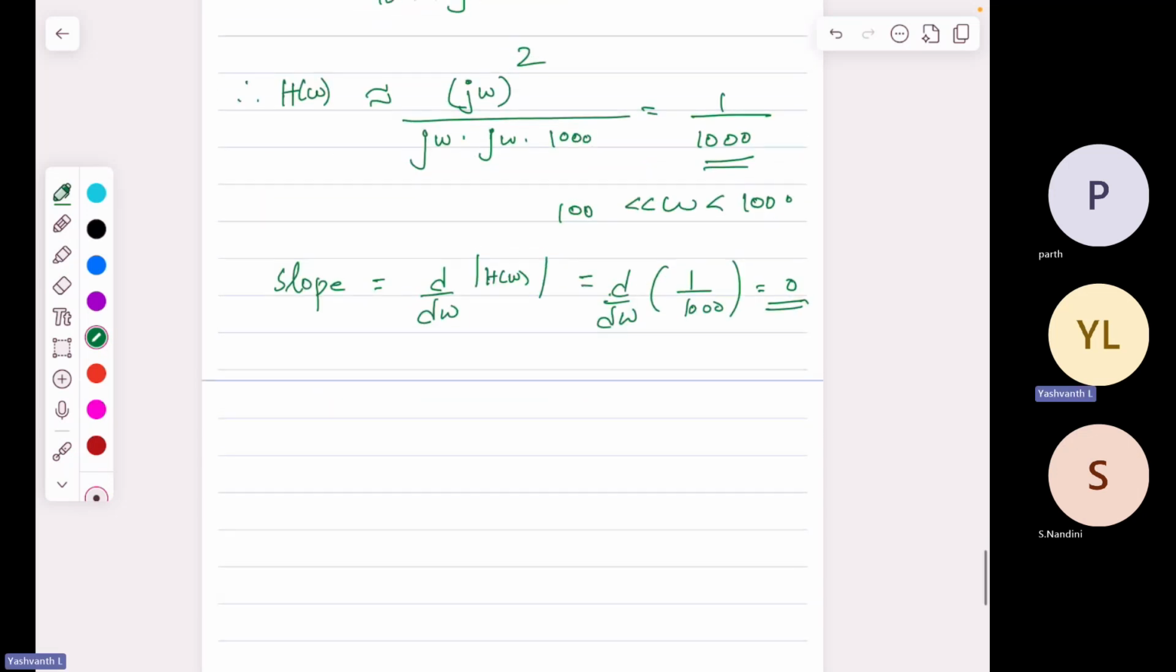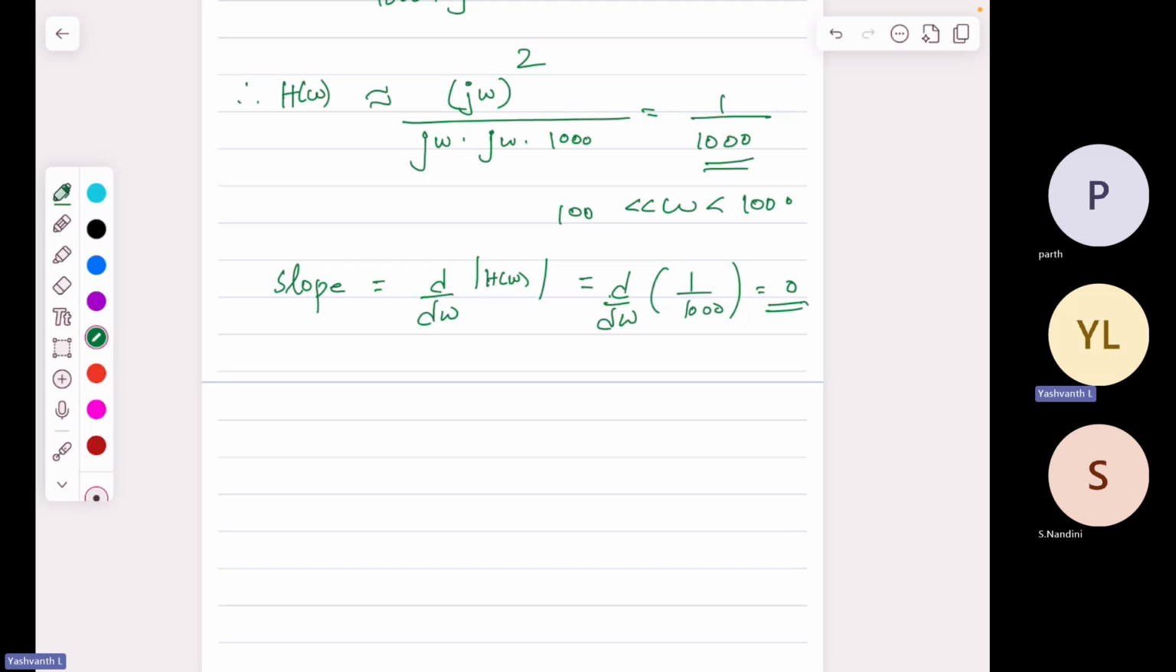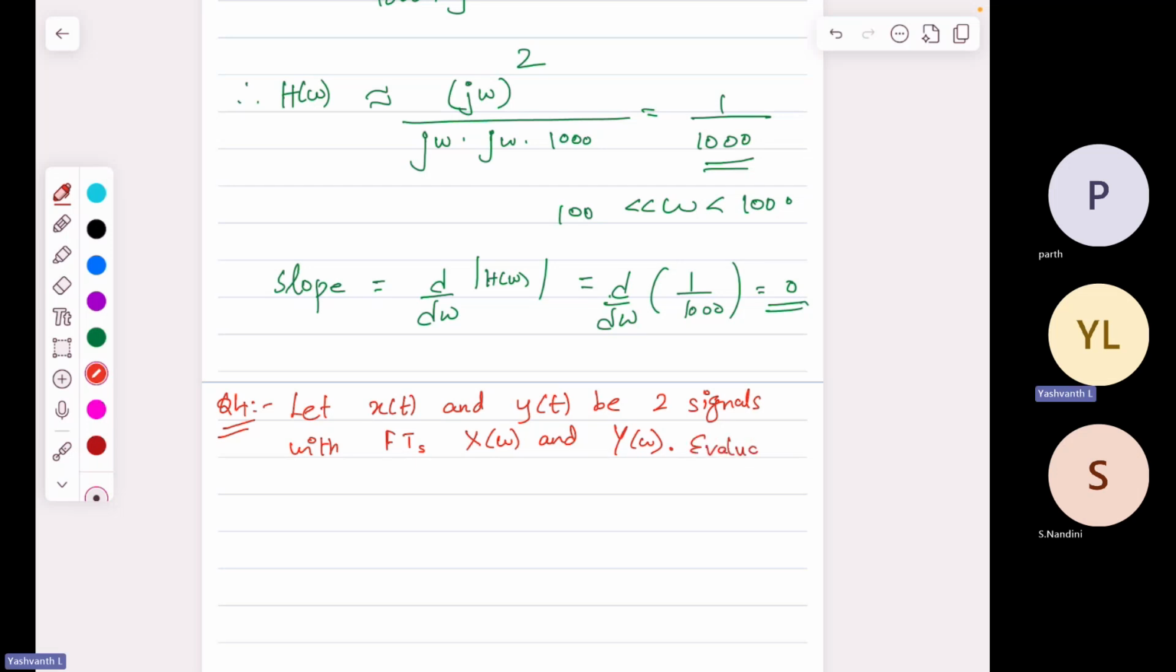Okay. Next is a little interesting question, but you need to listen to it very carefully. This is question number 4. Let x of t and y of t be two signals with Fourier transforms X of omega and Y of omega. Then the question is: evaluate the integral from minus infinity to plus infinity of X of minus omega into Y conjugate of omega d omega, in terms of x of t and y of t.